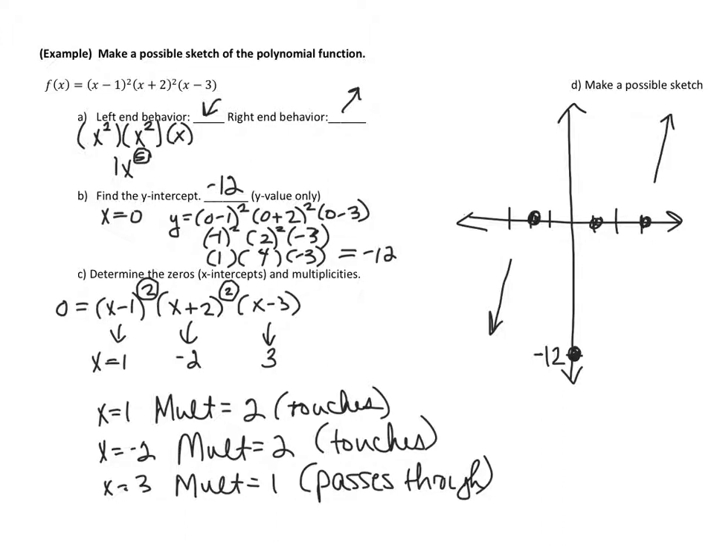So as we sketch the graph from left to right, as we are approaching our x-intercept of negative 2, we see the multiplicity is 2, which means it just touches and turns back down towards our negative 12, which is our y-intercept, which makes sense because it's got to pass through negative 12. We head back up. As we approach 1, it's another multiplicity of 2, which means it turns back down again. And then when we get to 3, it passes through because our multiplicity was 1. So this is a basic sketch of the graph.